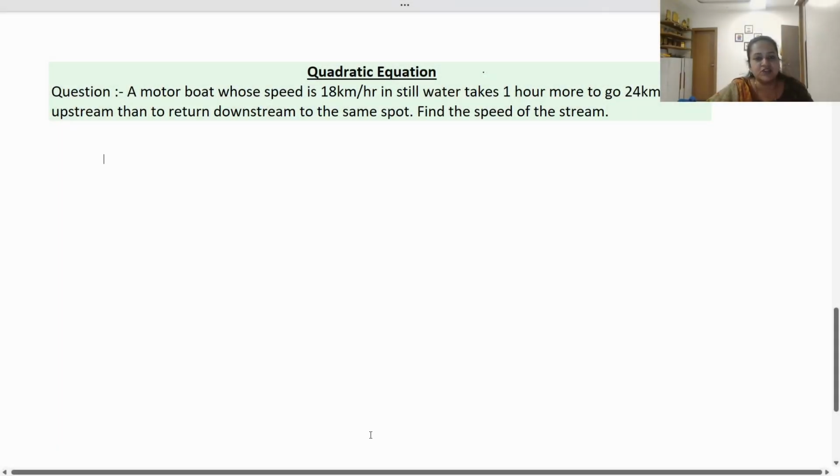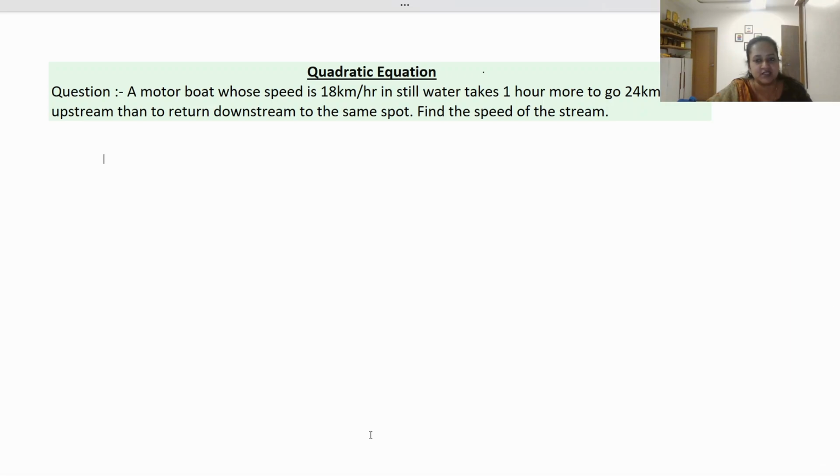Hello everyone. Let's look at another question from the chapter of quadratic equation. The question reads, a motor boat whose speed is 18 kilometers per hour in still water takes 1 hour more to go 24 kilometers upstream than to return downstream to the same spot. Find the speed of the stream.